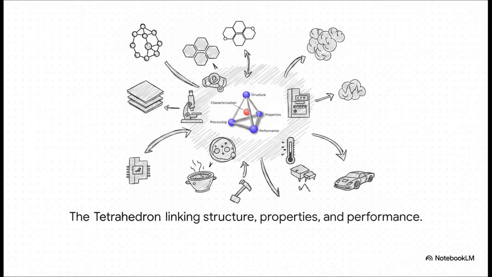Okay, let's dive into this. What we're looking at here is the structure properties performance tetrahedron. Notice how atomic structure is sitting right up there at the top node. That atomic structure directly dictates the properties of the material, how it can be processed, and ultimately its performance in your specific applications. Characterization sits right in the middle as the method we use to analyze these relationships. Long story short, if you want to predict performance, you have to start with structure.